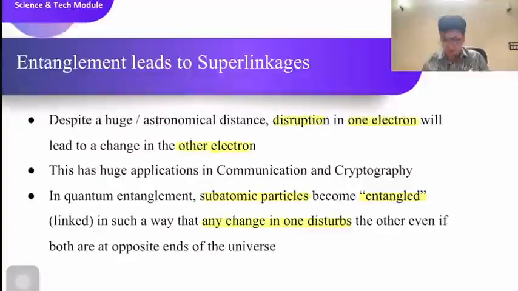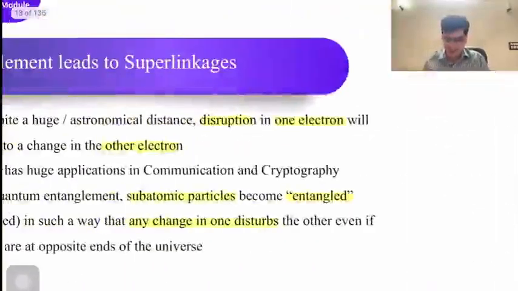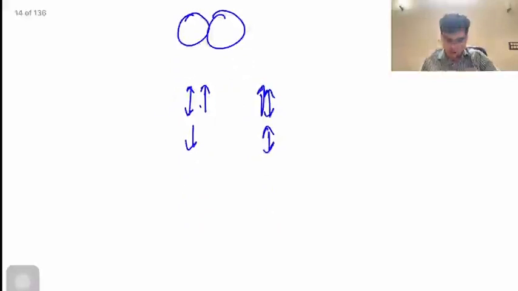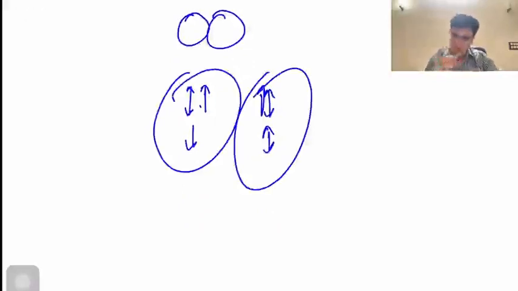So now let me tell you superposition and entanglement together, right? What is happening in superposition and entanglement together? These two electrons are linked. Right now they are both in superposition. Up, down, up, down, like this, right? This is also in superposition. This is also in superposition, right? So they are both dead and alive right now, both of them.